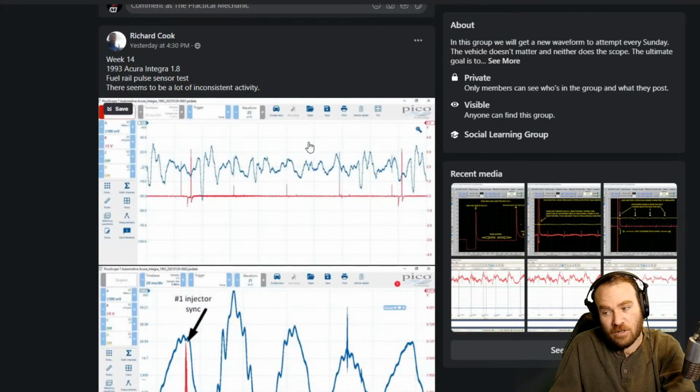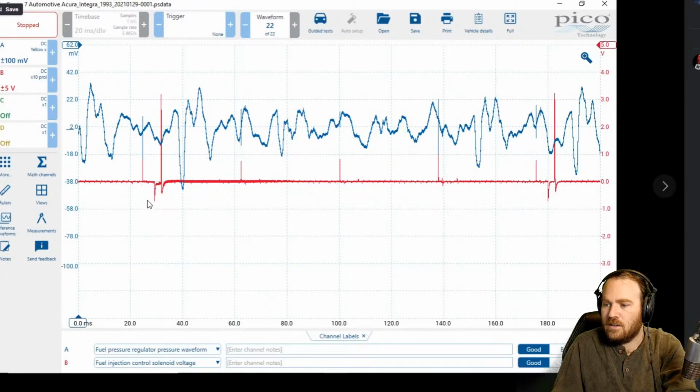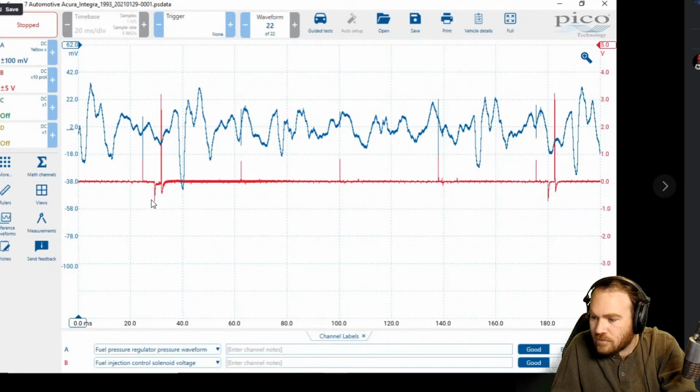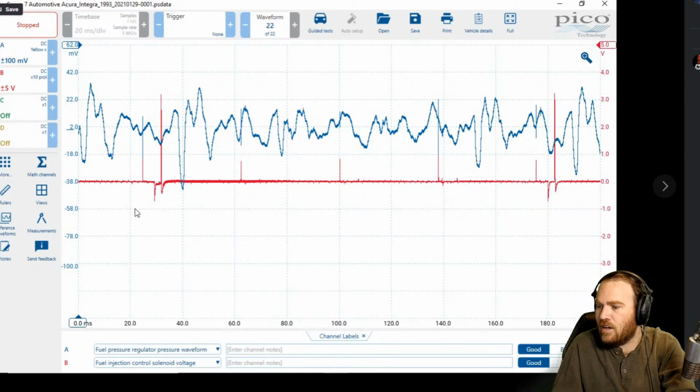So this one is a 4-cylinder, and we had a lot of weirdness in this picture that makes it kind of hard to identify a specific cylinder. So, fuel rail pressure sensor test. Now he doesn't say if this is synced up on injector number 1. We'll just open this up, zoom in on it. Yeah, I can't identify what type of operation that is.